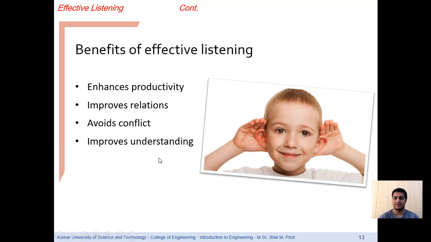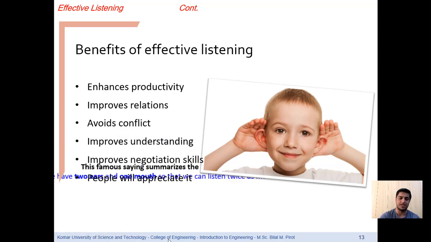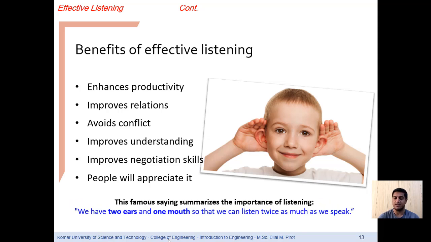Improves understanding. When you are listening effectively, your understanding will be improved. Improves negotiation skills, and also people will appreciate it. When you listen to someone, people will appreciate it. And this famous saying summarizes the importance of listening: we have two ears and one mouth, so that we can listen twice as much as we speak. So it is very important to have a good and effective listening skill to be successful in your future career.